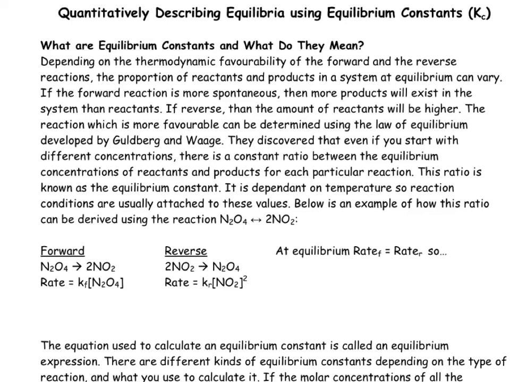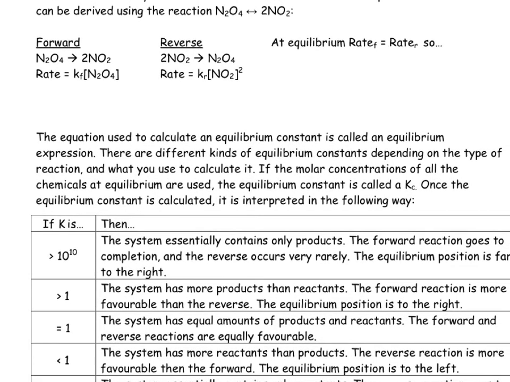This ratio is known as an equilibrium constant, and it provides an easier way to quantitatively measure the thermodynamic favorability of the forward and reverse reactions than plugging actual numbers into the Gibbs free energy equation. The equilibrium constant is dependent on temperature, so reaction conditions are usually attached to these values, but they are not involved in the calculations. Below is an example of how equilibrium constants were derived.